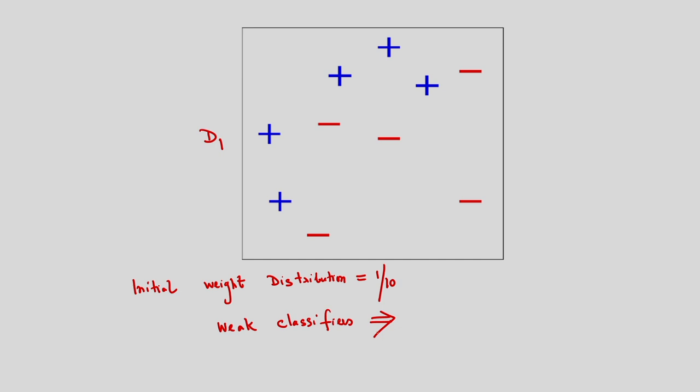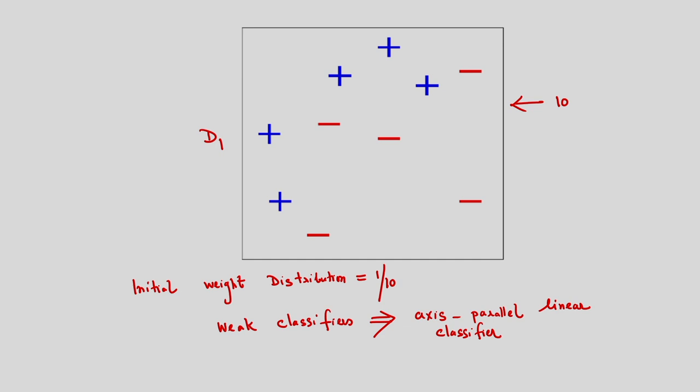And what weak classifier are we considering? An axis parallel linear classifier. So, you can see here we are considering 10 training examples. First, we are considering the initial weight distribution, so it is 1 by 10. Each point has equal weight, that is equal to 1 by 10. And we are considering axis parallel linear classifiers, that is the weak classifiers.